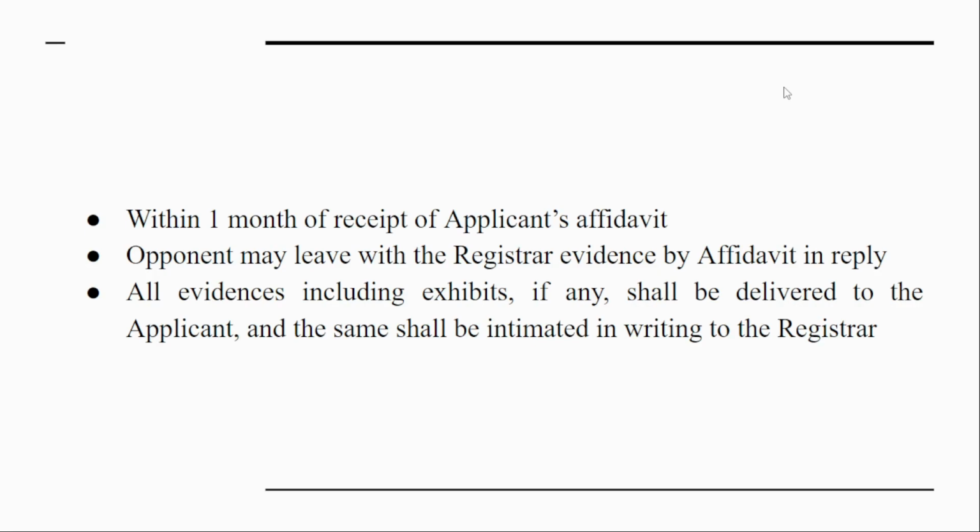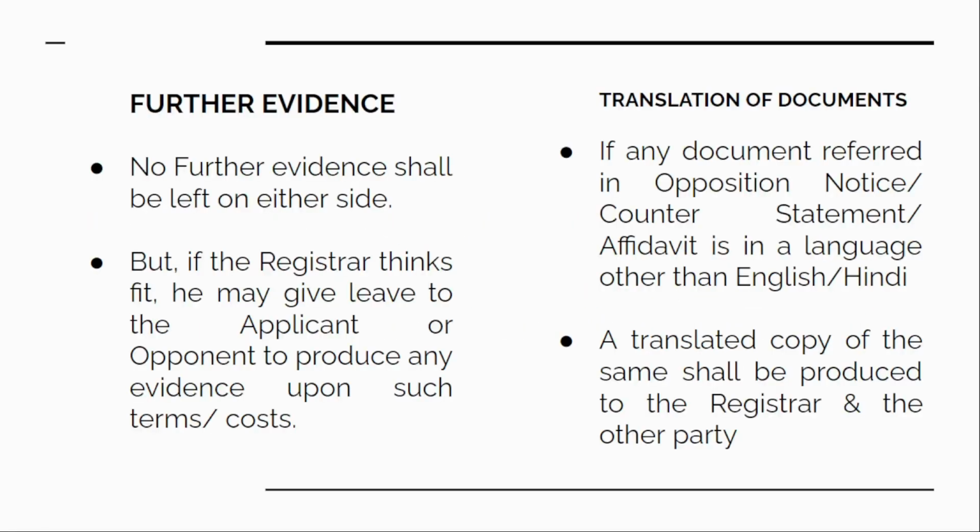Now moving to the next slide, we will see Rules 48 and 49, further evidence and translation of documents. Here, in further evidence, no further evidence shall be led on either side. But if the registrar thinks fit, he may give leave to the applicant or opponent to produce any evidence upon such terms or costs. And in the translation of documents, if any document referred to in the opposition notice, counter statement or affidavit is in a language other than English or Hindi, a translated copy of the same shall be produced to the registrar and the other party.